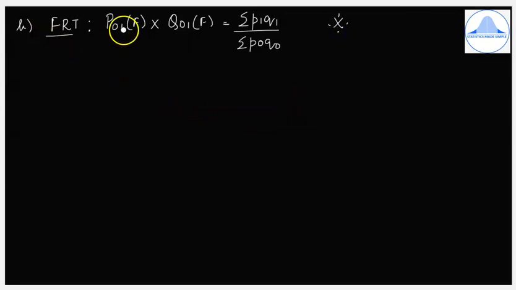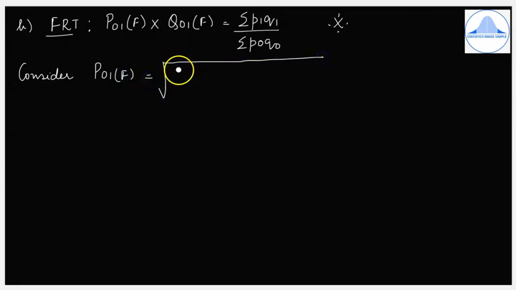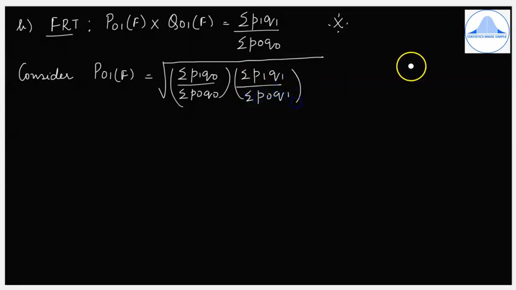So now let us write the formula for P01 of f like we had already written previously. So consider P01 of f. I will write it quickly now because I have already explained how to write the formula. It is summation P1 Q0 divided by summation P0 Q0 into summation P1 Q1 divided by summation P0 Q1. Now important is you have to ignore 100 when you are doing the TRT and FRT.